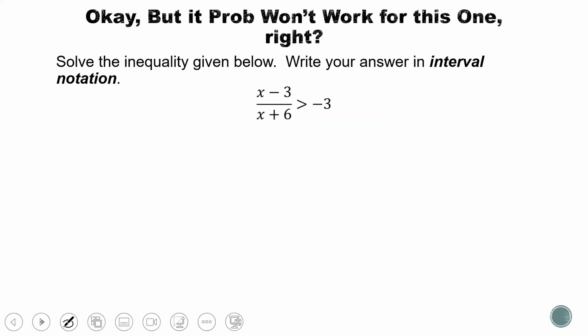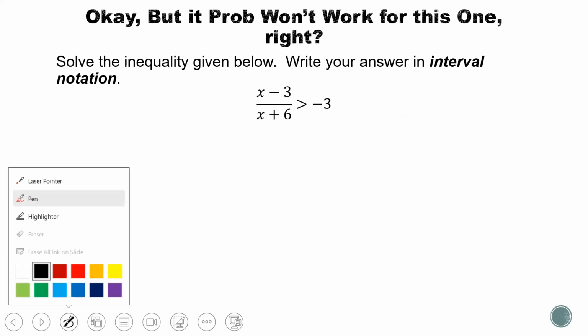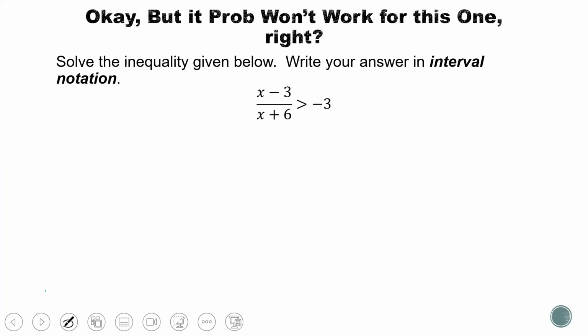Now let's look at an example that is a little bit different. Now in this case, notice we have a rational inequality. We notice that we have a fraction on the left-hand side. But this time on the right, rather than having 0, we have a non-zero number. In this case, we have -3, which at first might give you pause because the examples we've looked at have only been greater than or equal to 0 or less than or equal to 0, something like that.